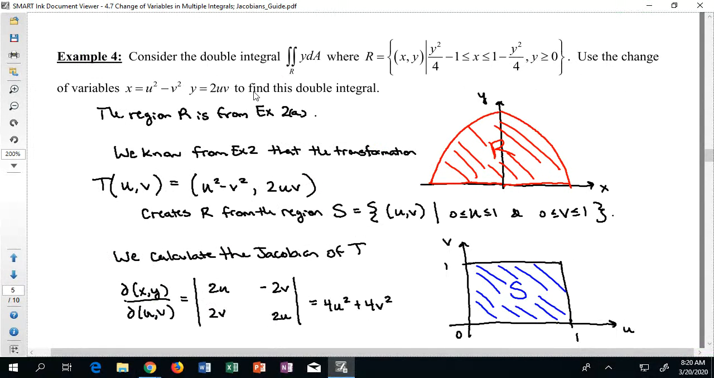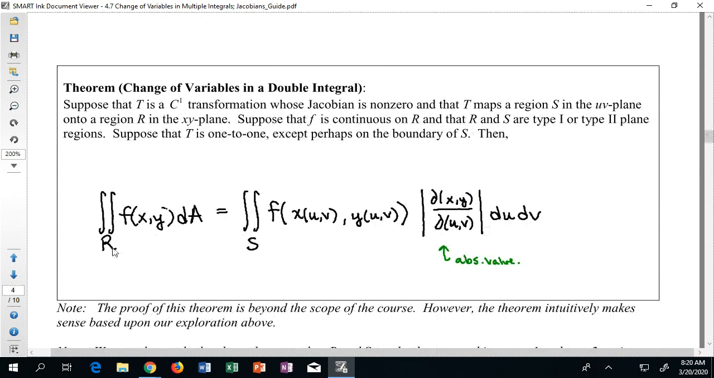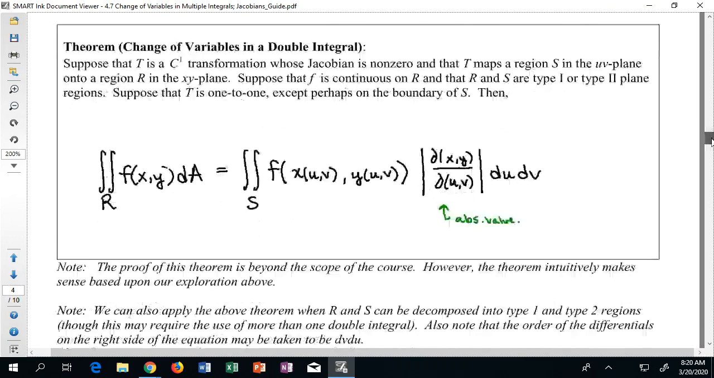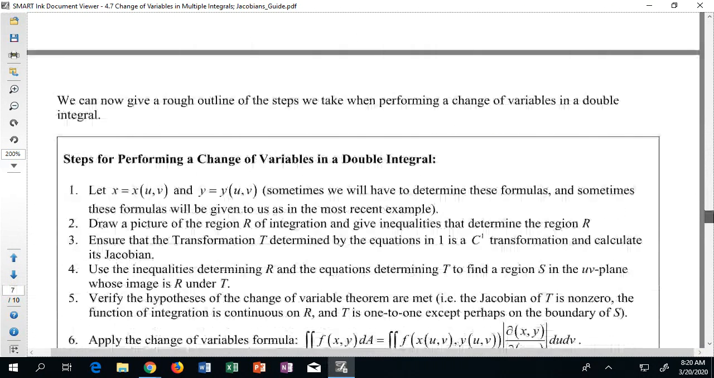In the last video, we looked here at example number 4 to try to get a sense of how we could understand how to perform one of these large change of variables, the upgraded version of a U substitution. What we're going to take a look at now is a little bit more detail on how that works.